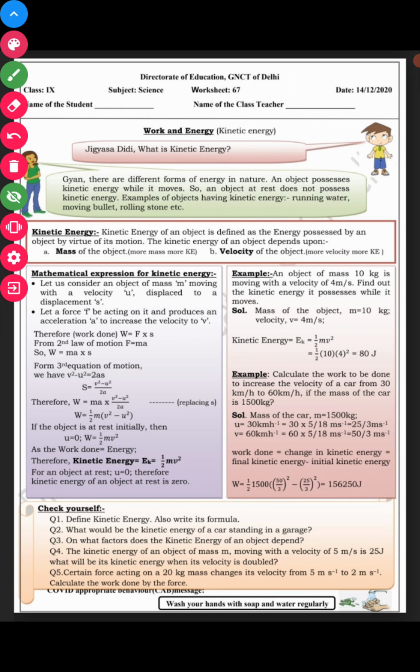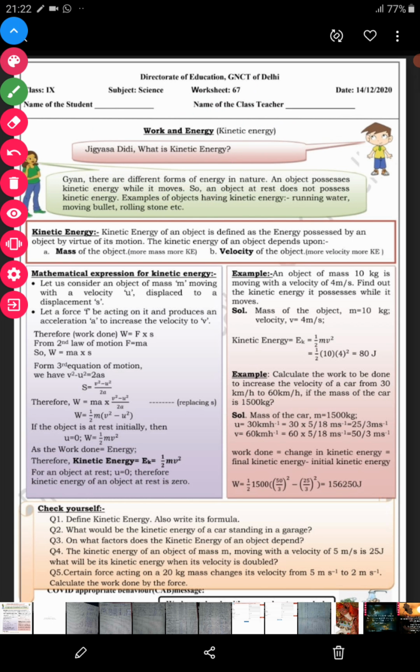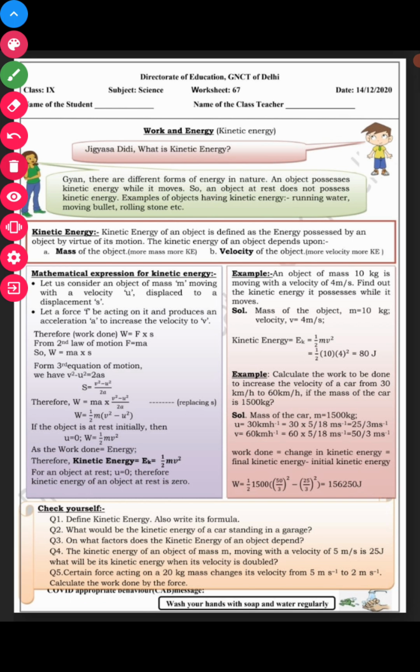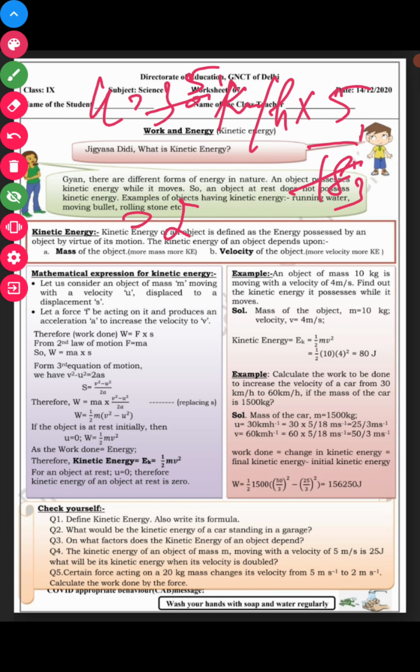That is why for this u, we have 30 kilometer per hour converted into 30 into 5 by 18. So u is equal to 30 kilometer per hour, and we multiply this 30 with 5 by 18. Dividing it with 6, we have 25 by 3 meter per second.